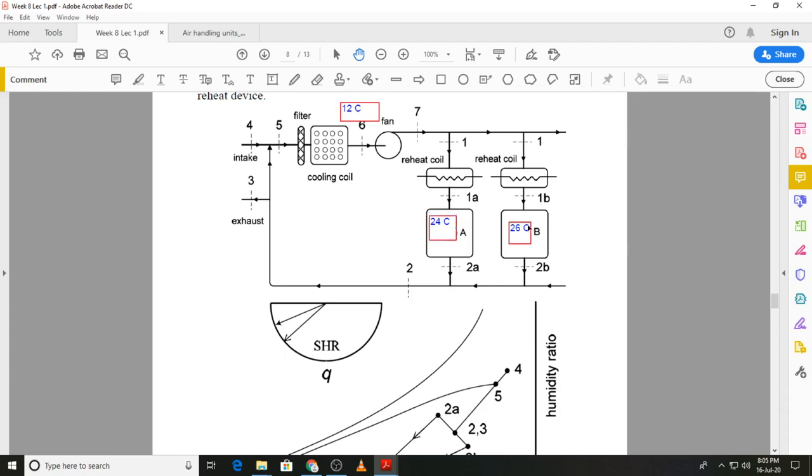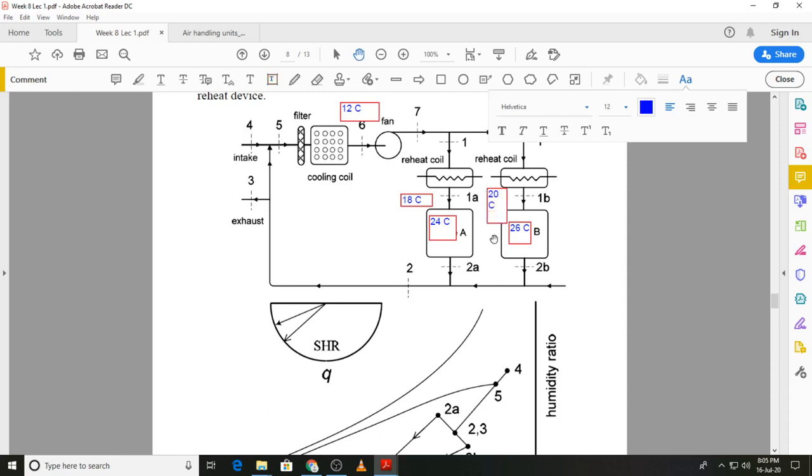So that means the air that we are supplying over here, let's say we need to supply it at a temperature of 18 degrees C. That I will also mention over here. And the supply temperature to zone B, let's say that is higher, that will be 20 degrees C.